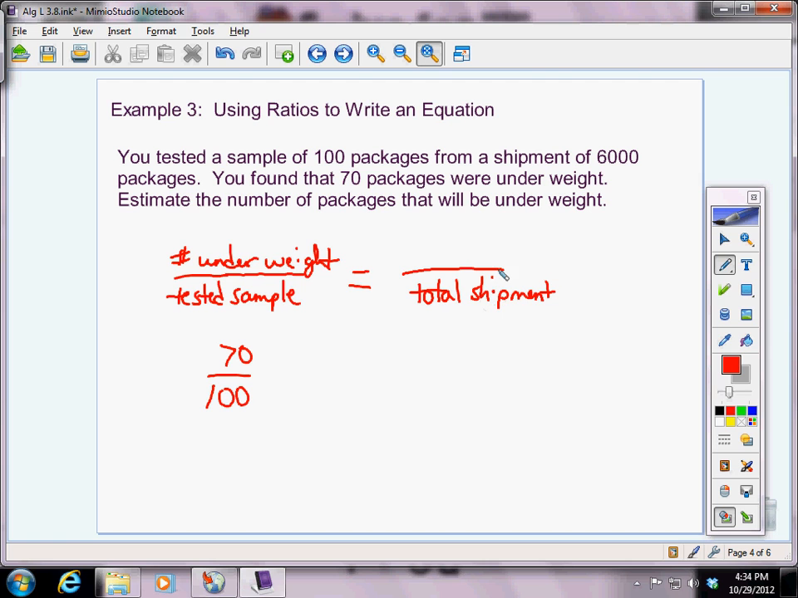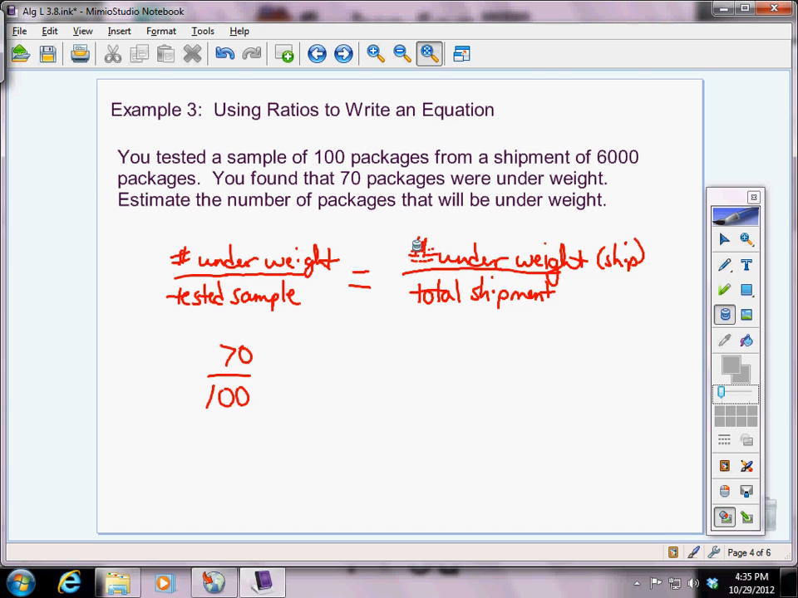And if we're talking about the total shipment, then we are going to want the number underweight from the entire shipment. Okay. Sorry, I'm struggling to make a number sign there.